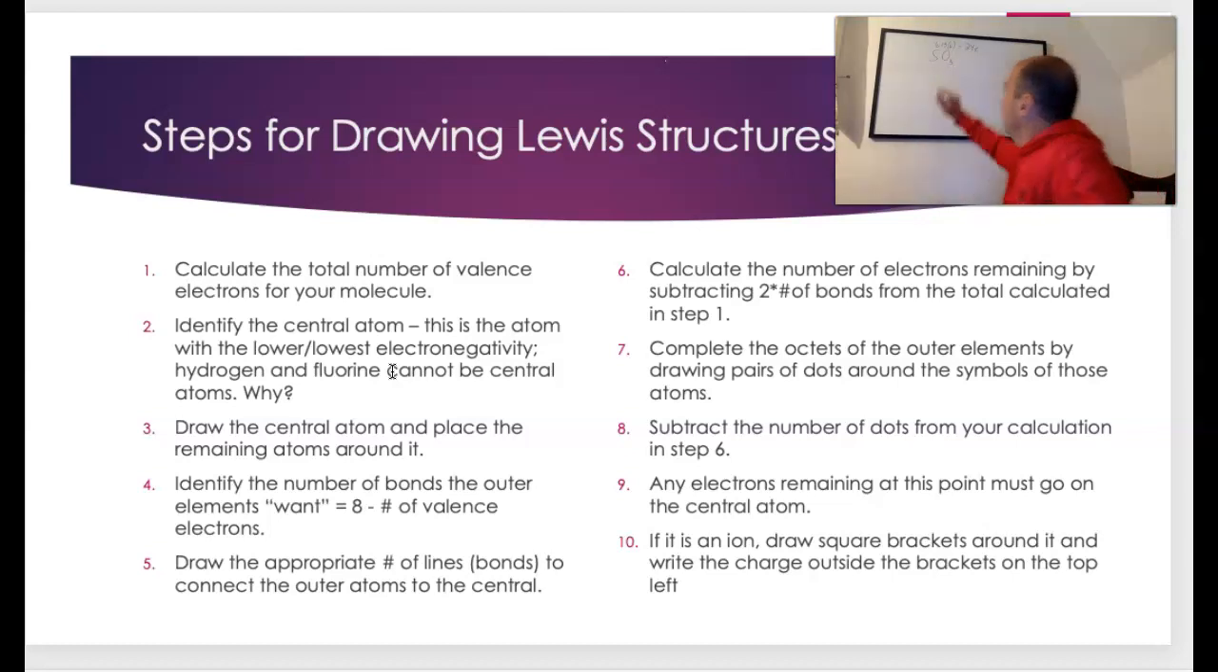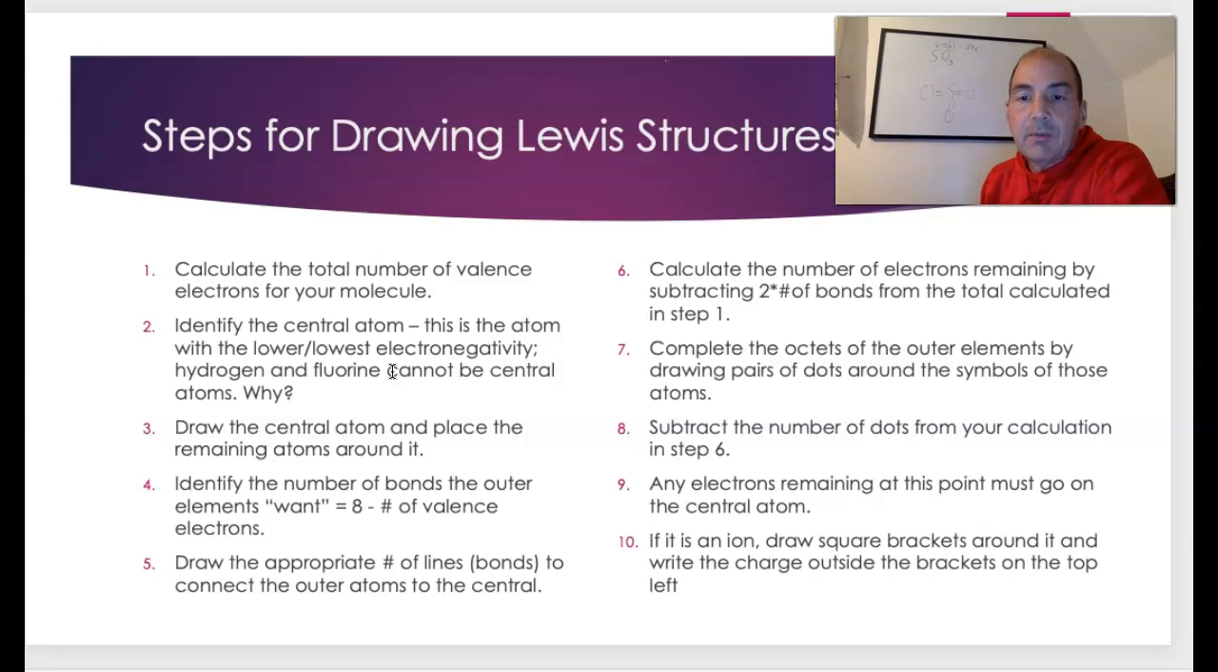All right, so we know sulfur is the central element. We're going to put oxygens around it. It's going to go here, here, and here. Now we want to identify the number of bonds the outer elements want. So my outer ones are oxygen, which has 6 valence electrons. So we're going to take 8 minus 6 and say that each of the oxygens wants 2. So I'm just going to go right in and give each of the oxygens 2 bonds.